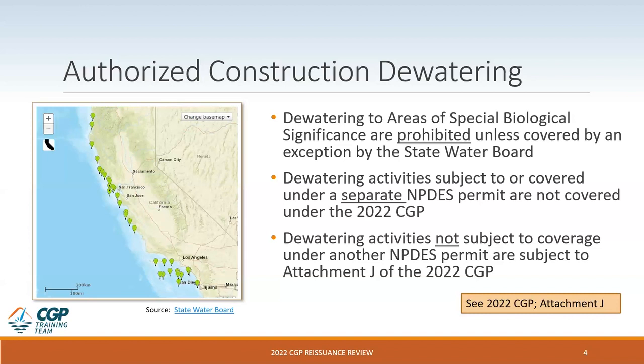Dewatering activities subject to or covered under a separate NPDES permit: it is the discharger's responsibility to determine whether or not the dewatering activities are subject to a separate NPDES permit. Also, the discharger may choose to apply for a separate NPDES permit for performing the dewatering activities. Dewatering activities not subject to coverage under another NPDES permit or prohibited, ASBS for example, are subject to Attachment J of the 2022 CGP.